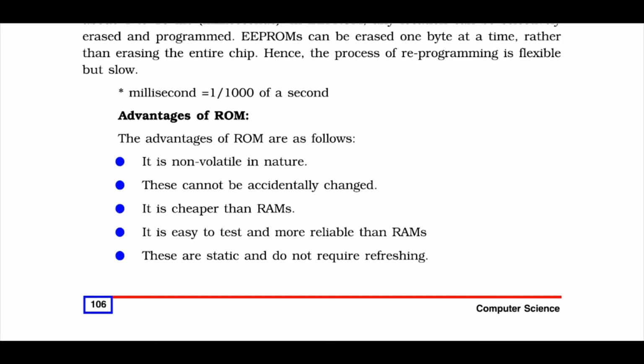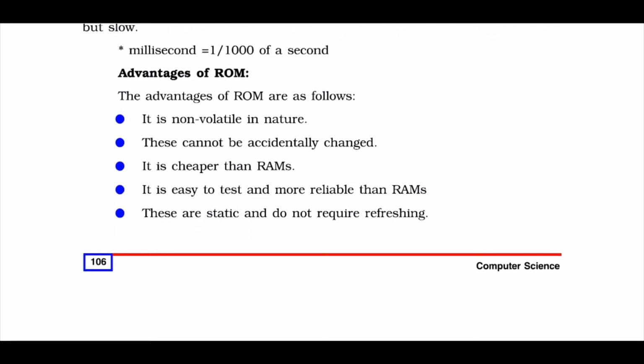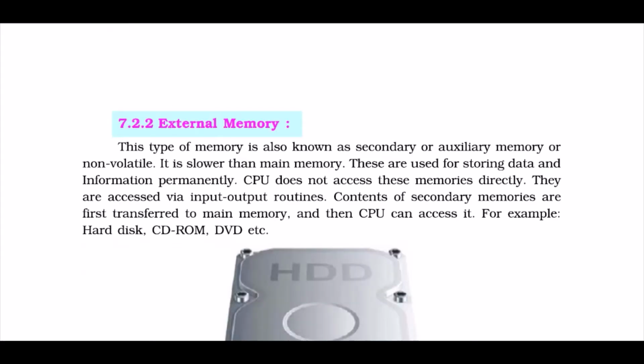Advantages. What are the advantages of ROM now? It's non-volatile in nature. It cannot be erased. These cannot be accidentally changed. It's cheaper than RAM. It's more reliable than RAM. And these are static and do not require refreshing.